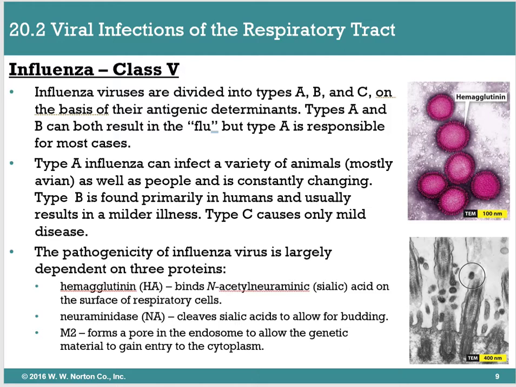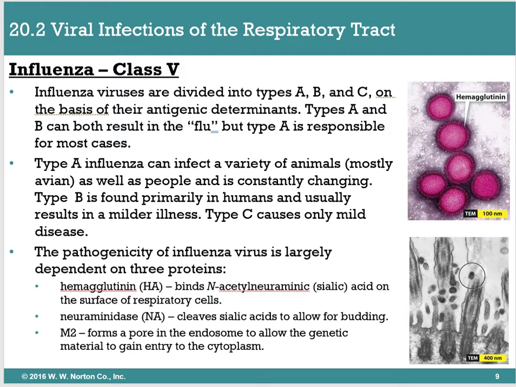Influenza, we've talked about it already before, but it's divided into 3 categories, so type A, B, and C. How it's divided is dependent on their antigenic determinants. Type A and type B both result in the quote-unquote flu, meaning the most common presentation that you'll see in humans. Type A is probably the most common for most cases.